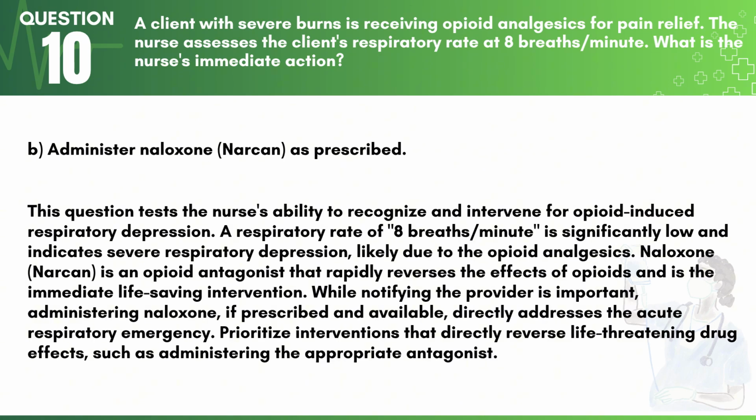Answer: B. Administer naloxone, Narcan, as prescribed. This question tests the nurse's ability to recognize and intervene for opioid-induced respiratory depression. A respiratory rate of 8 breaths/minute is significantly low and indicates severe respiratory depression, likely due to the opioid analgesics. Naloxone, Narcan, is an opioid antagonist that rapidly reverses the effects of opioids and is the immediate life-saving intervention.